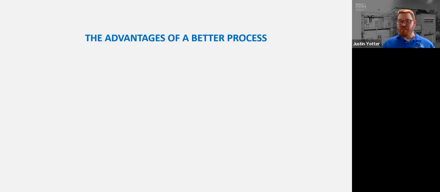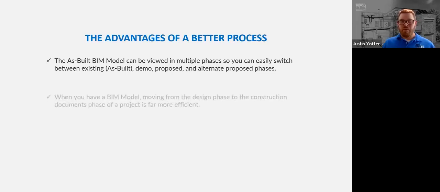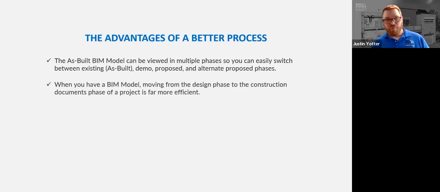There are some advantages to having a BIM as-built, which some may not know. Sometimes a three-dimensional model is only considered for a presentation for design purposes, but it can also be useful as an as-built as well. The as-built BIM model can be viewed in multiple phases, so you can easily switch between existing, demo, proposed, and alternate proposed phases. When you have a BIM model, moving from the design phase to the construction documents phase of a project is far more efficient.